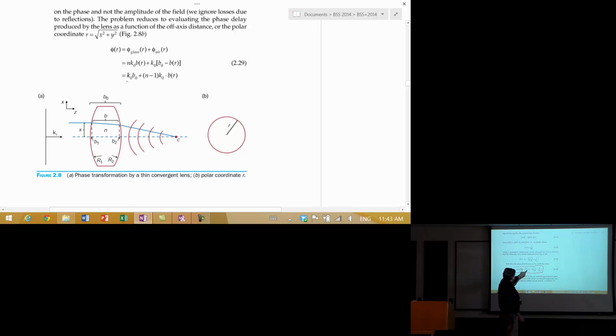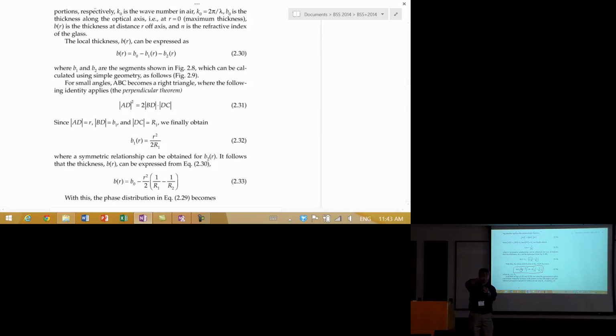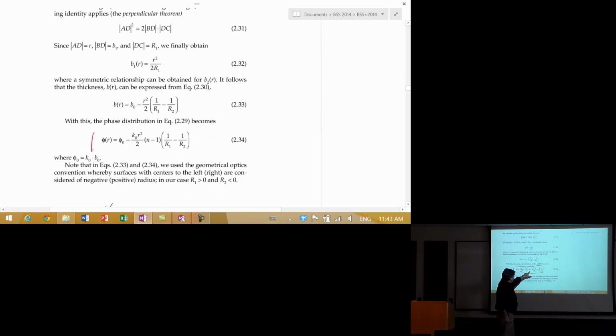But then the interesting part is this. So you have k naught, our old friend, and then you have an r squared, this is x squared plus y squared, so this is the distance r from the optical axis. And then you have this whole thing. What is this? This is the radius of one surface, the radius of the other surface. This is n minus 1, n is the refractive index of the lens. What is this whole thing? Focusing power. The inverse of this whole thing is the inverse of the focal distance of that lens.